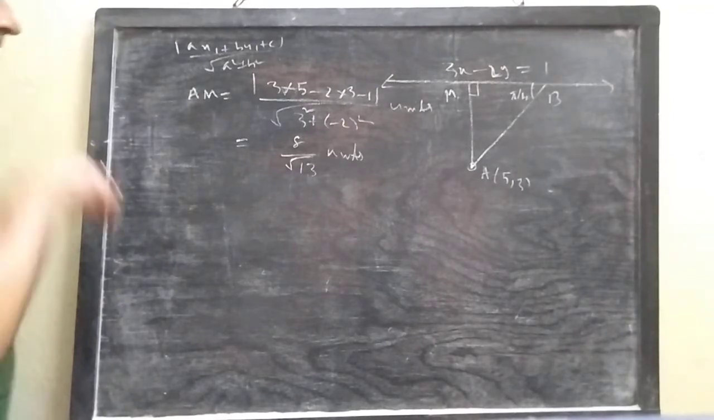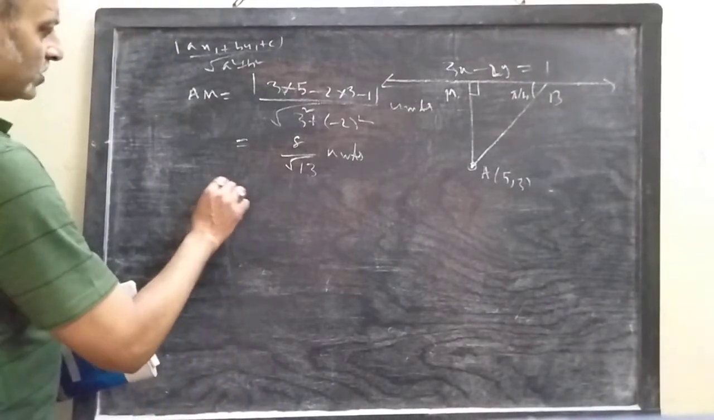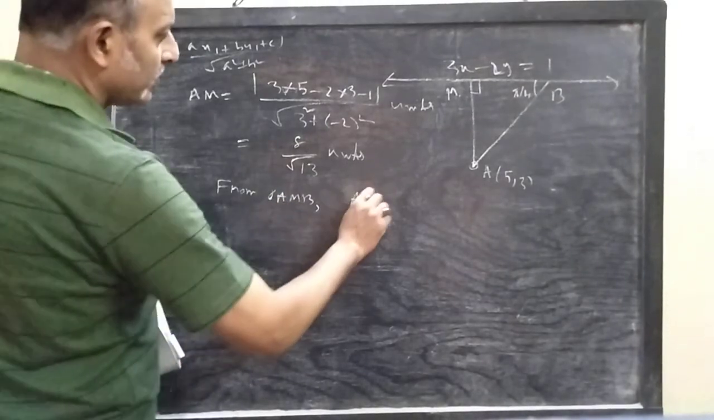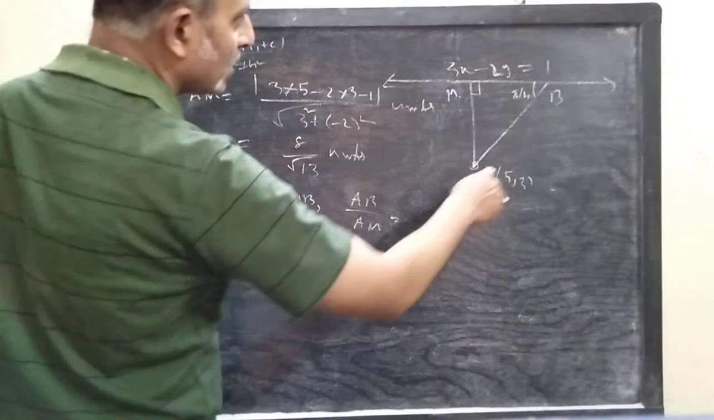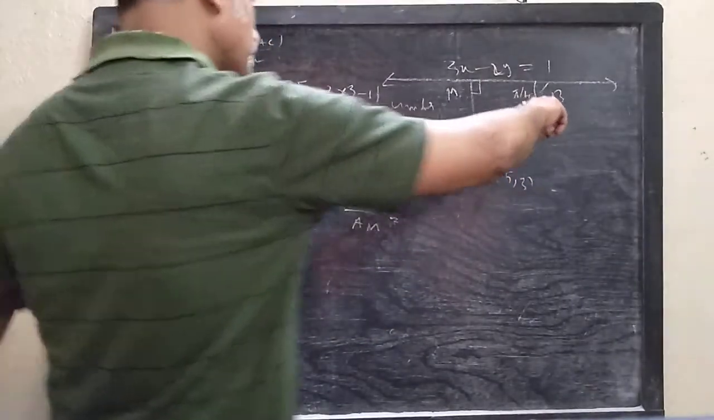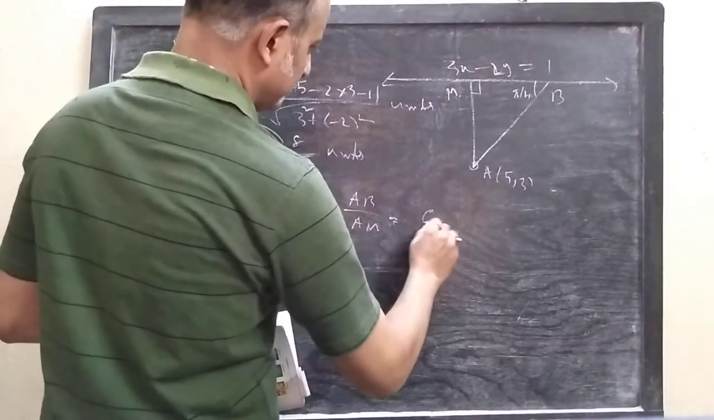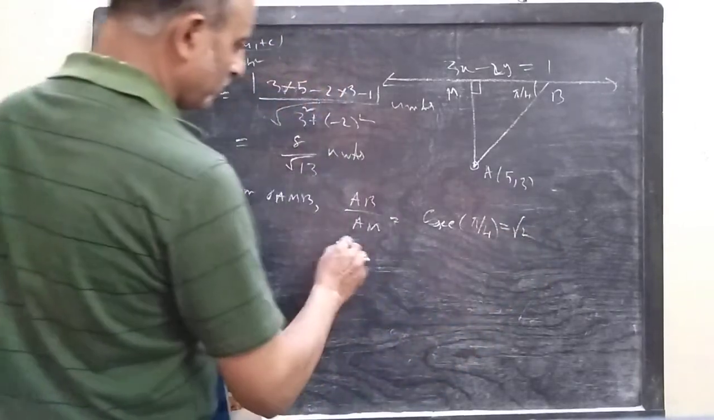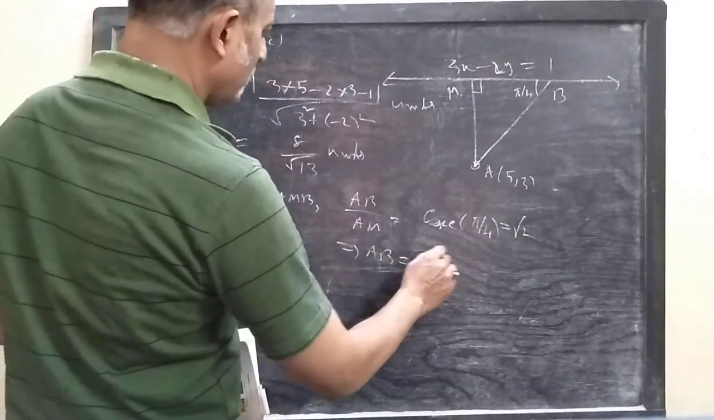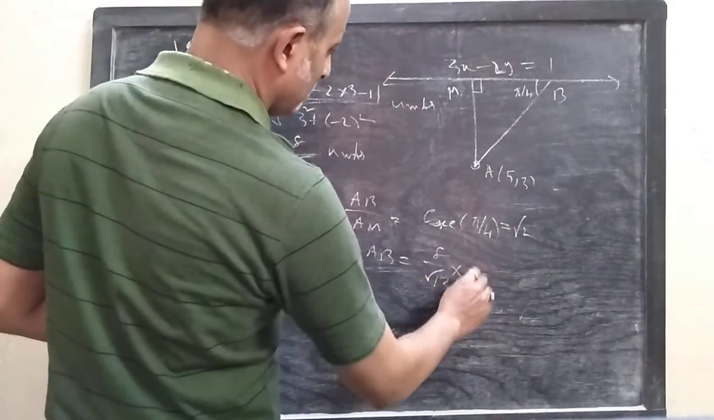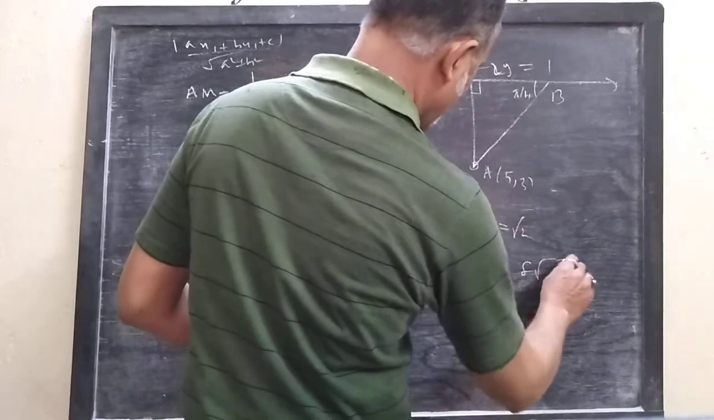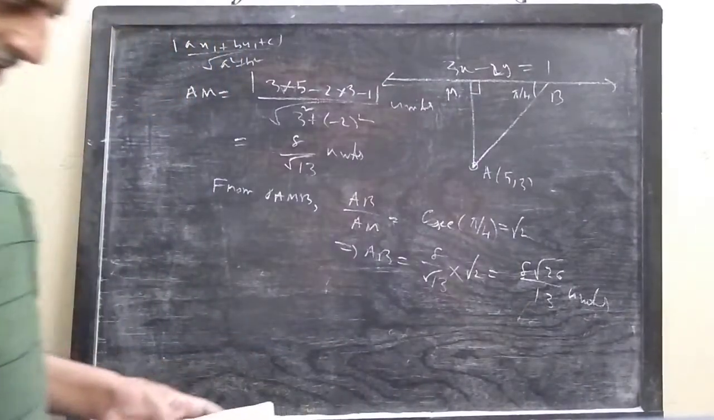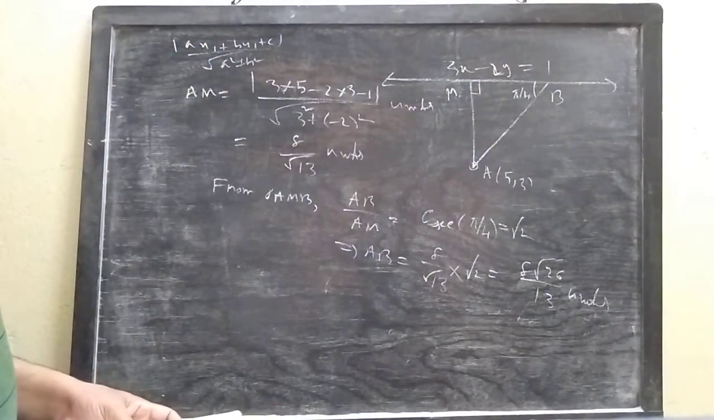This is A. Now we have to find AB. So from triangle AMB, we have AB by AM equals cosec pi by 4. What is cosec pi by 4? Cosec pi by 4 is root 2. That implies AB will be 8 by root 13 into root 2. So this will be 8 root 26 by 13 units.